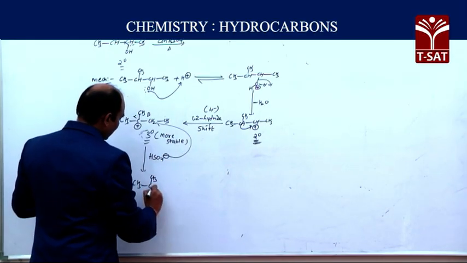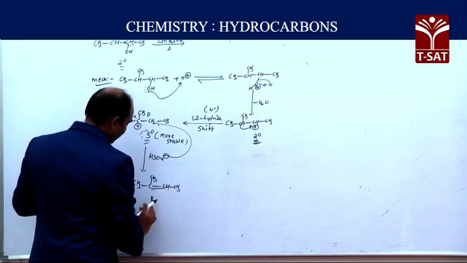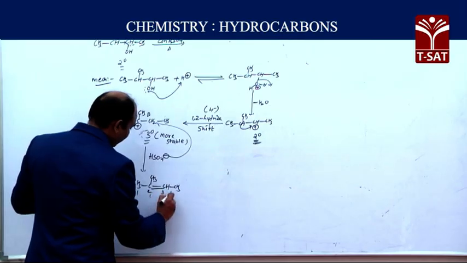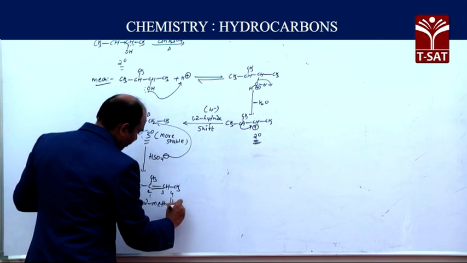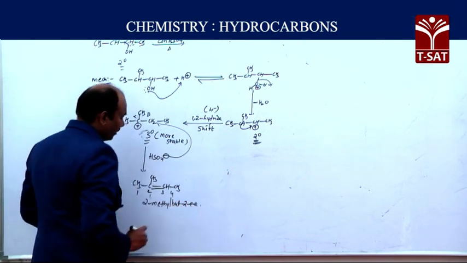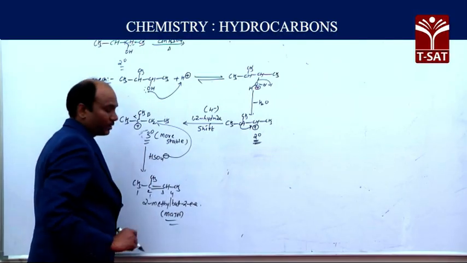So here this is CH double bond, this is CH3. Butene is formed, that is 1, 2, 3, 4. This is 2-methylbut-2-ene that is formed. 2-methylbut-2-ene is the major product.